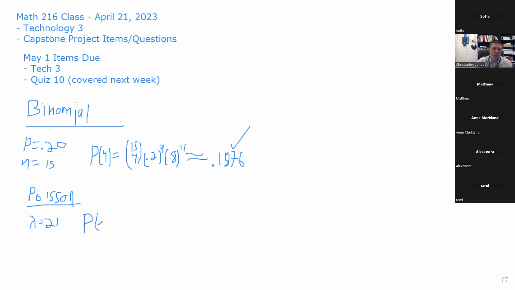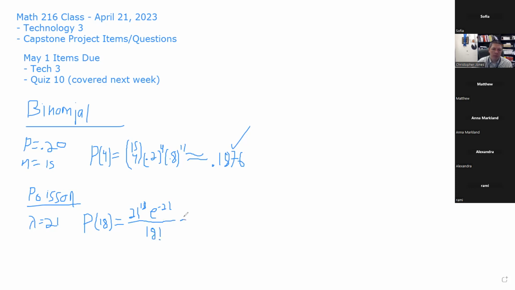Okay, so the probability of exactly 18 successes is going to be equal to lambda to the x. So that's 21 raised to the 18th. Okay. And then e to the minus lambda, so that's e to the minus 21. And then I'm going to divide that by 18 factorial, or x factorial. Okay, so same formula you guys used on exam 2.